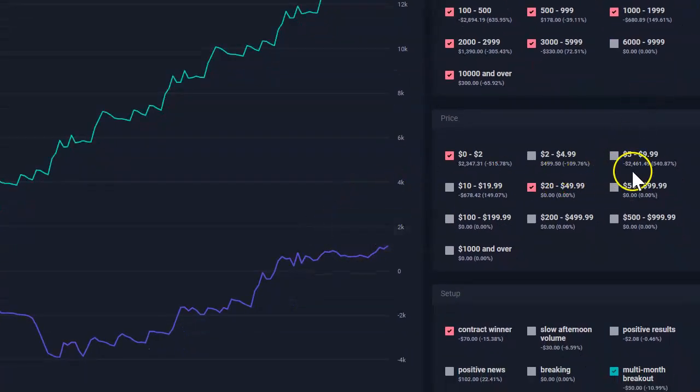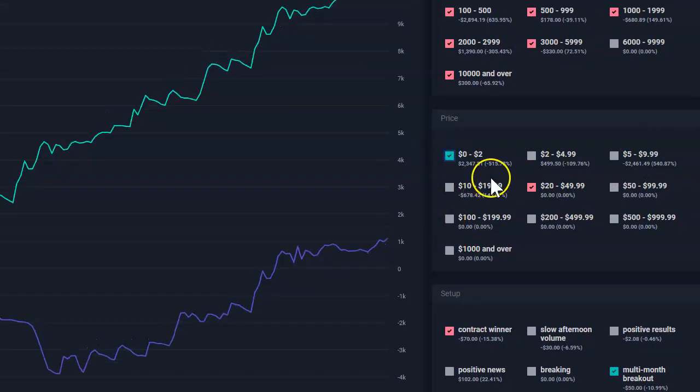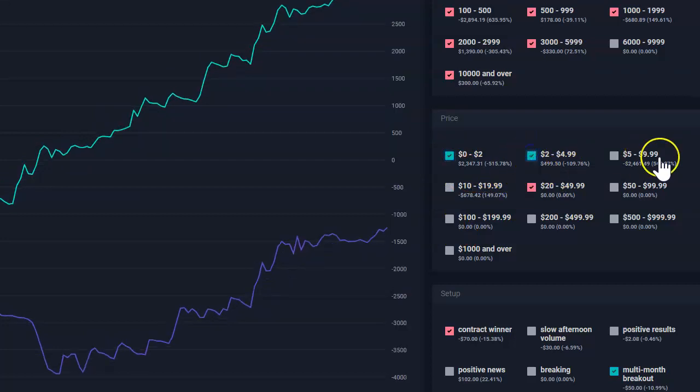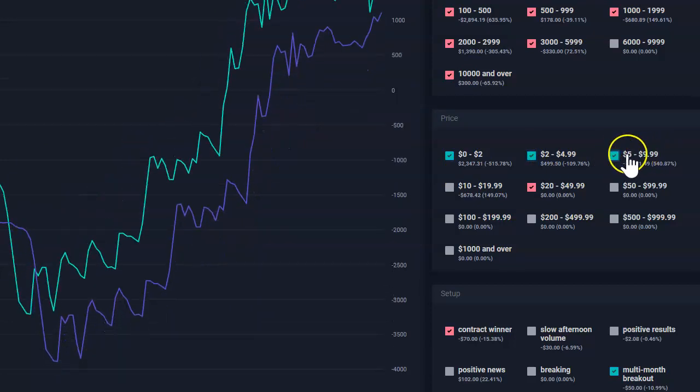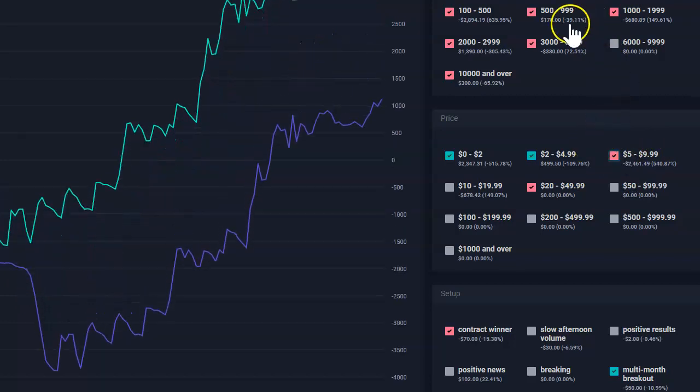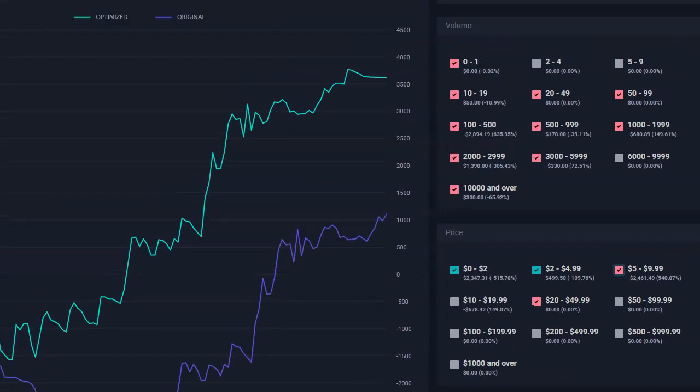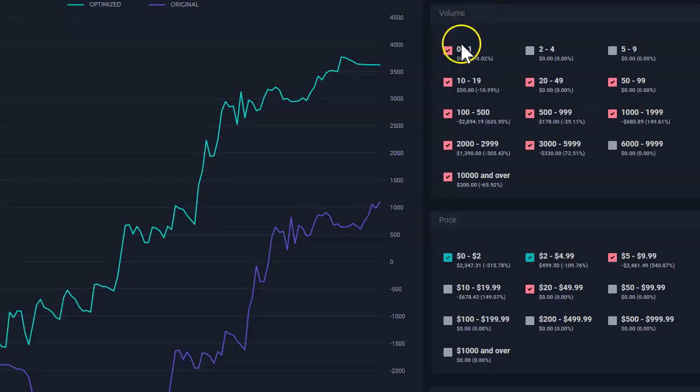In this case, I want to focus maybe on trades that are between $0 and $2. That's personally where I focus. And I want to trade between 2 to 5 and potentially 5 to 9. Actually, I personally don't trade 5 to 9, so I'm going to put that in avoid. So I'm starting to create my plan, my trade management. I'm trying to tell the system which volumes I want to focus on and which volumes I want to avoid.